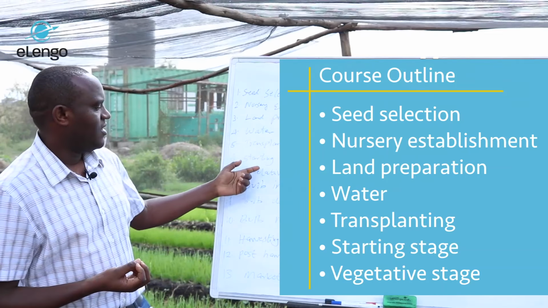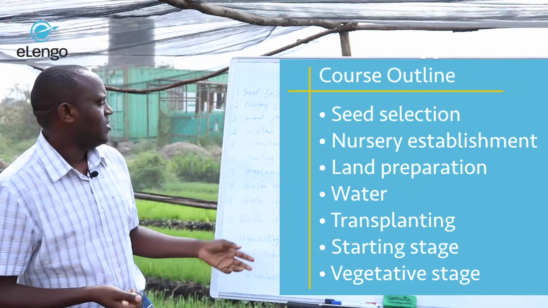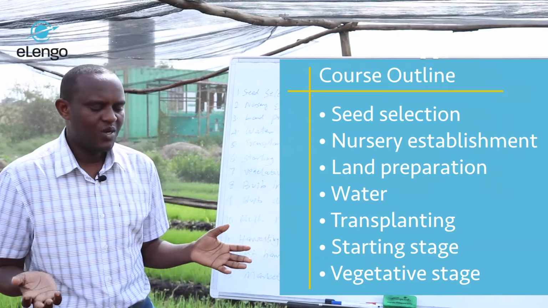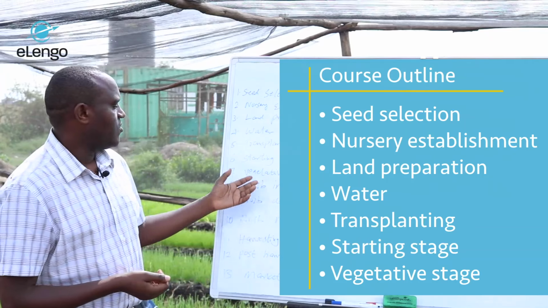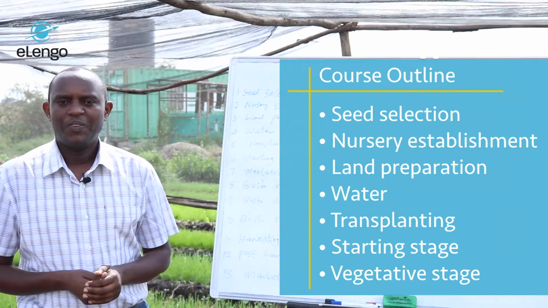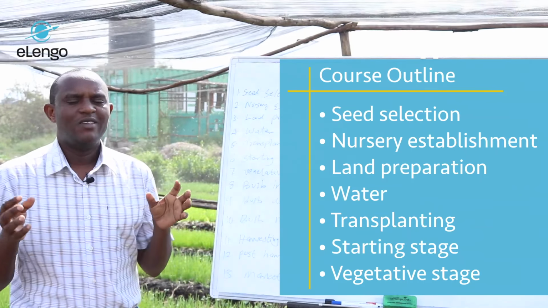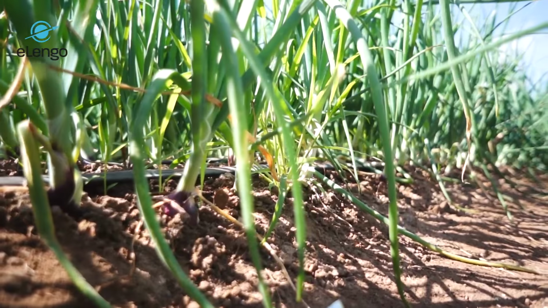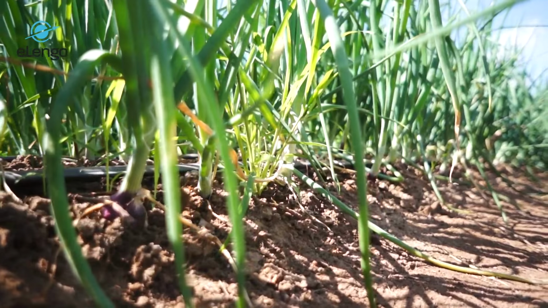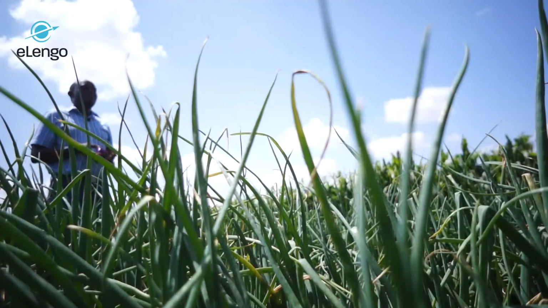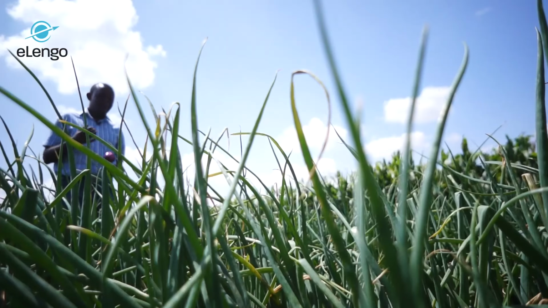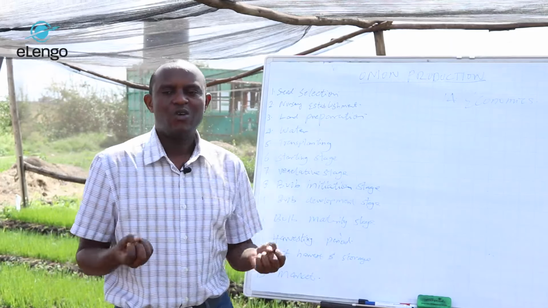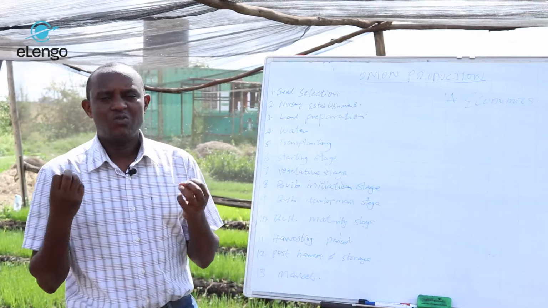From there, we are talking about the starting stage taking around 2 to 3 weeks. From there, it will go to the vegetative stage. In the vegetative stage, you find the onion plant is growing much bigger, developing more suckers and bigger leaves. Of course, this is the production stage, where the onion plant is going to produce a lot of food.